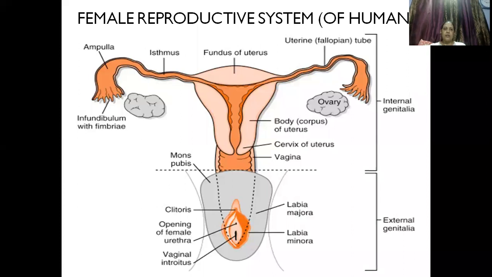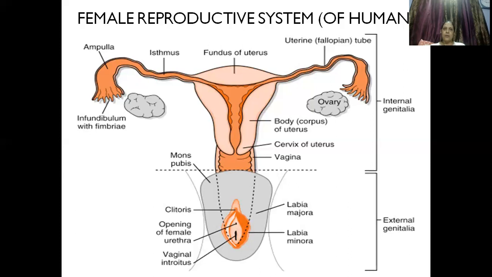So we continue with the third lecture on reproduction in lower and higher animals. We had ended with the female reproductive system, or rather, we had just begun with it. The slide that has been shared here is of the female reproductive system.